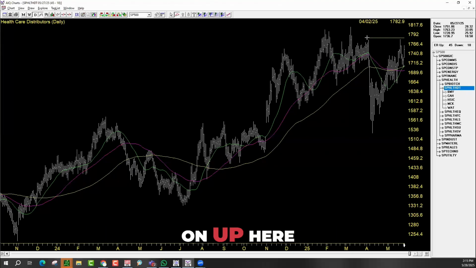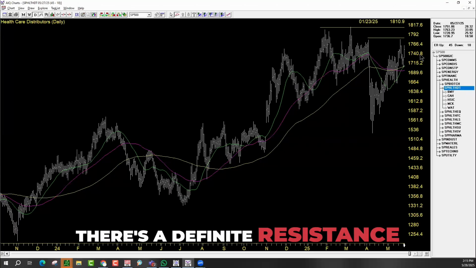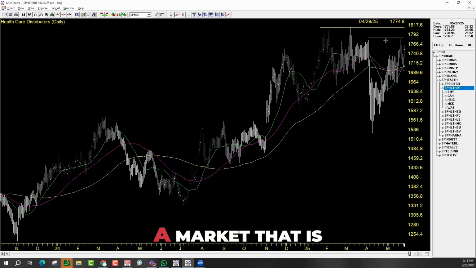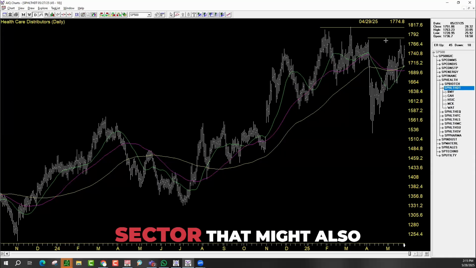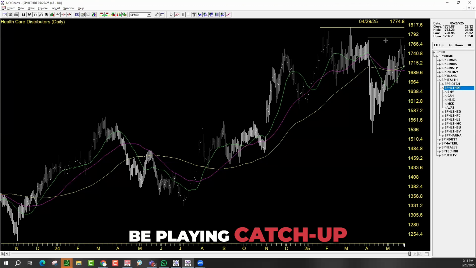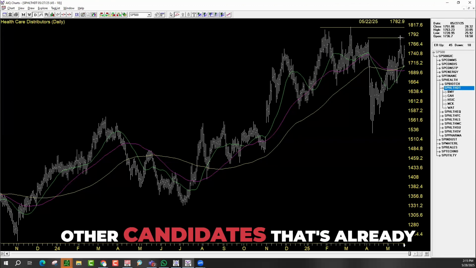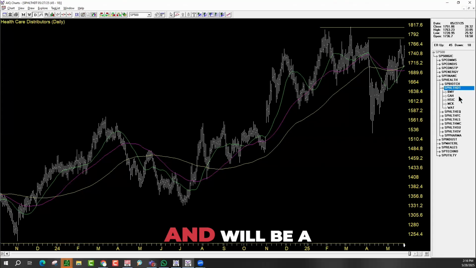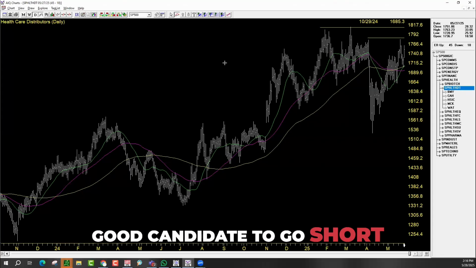However, there's a bit of a topping area going on up here. There's a definite resistance at this particular level. So given a market that is sort of in flux, and given that the health sector itself is going down, this is a group within the sector that might also be playing catch up. So it's worth looking in this group to see if there are candidates that have already bounced off of this resistance level, or here, and will be a good candidate to go short.